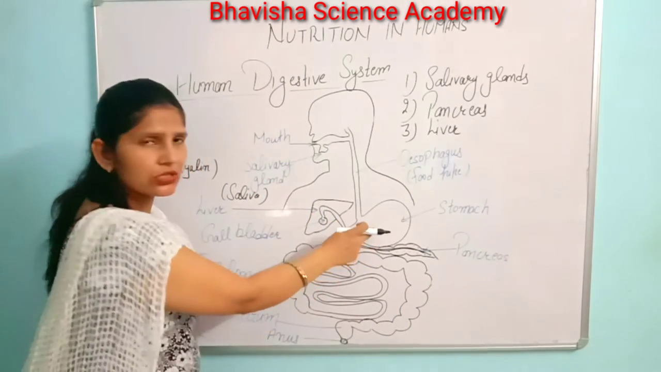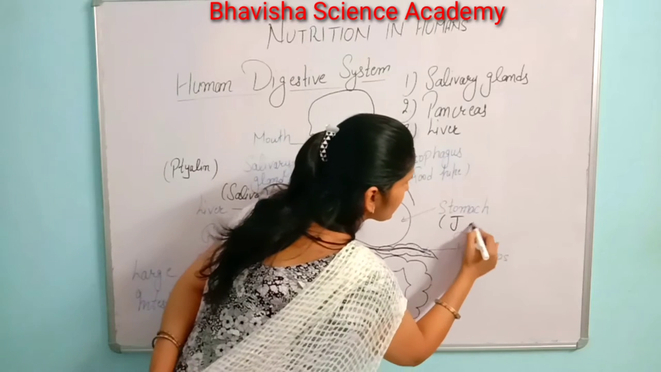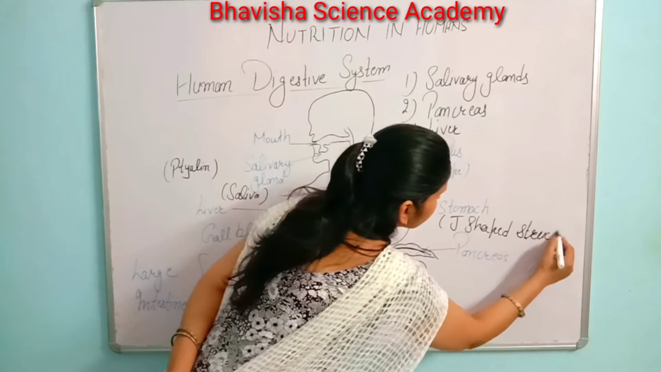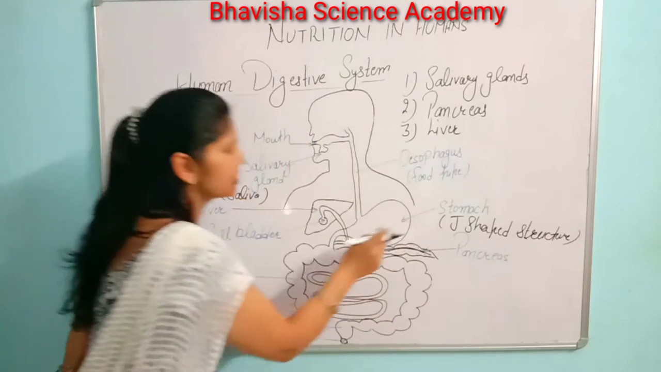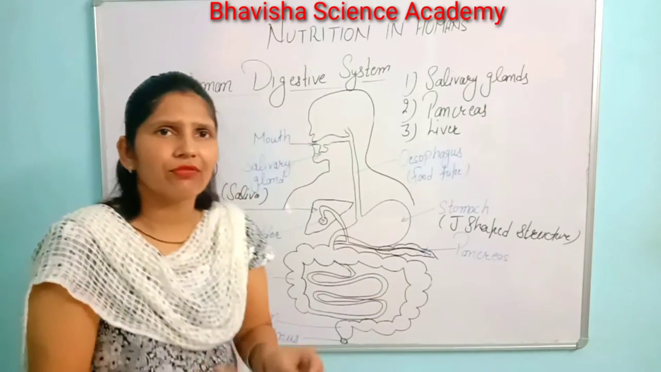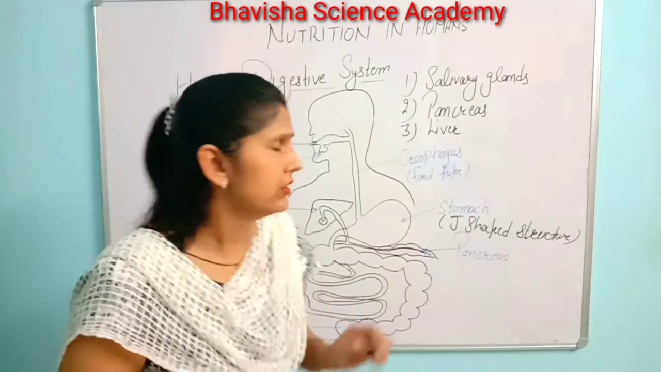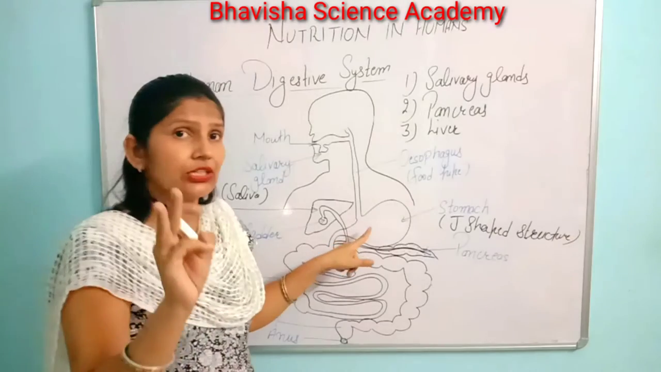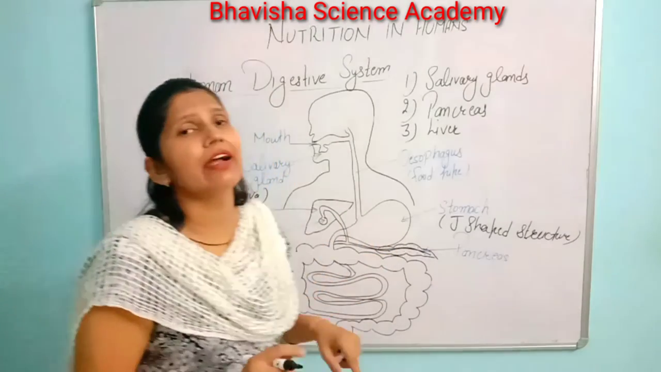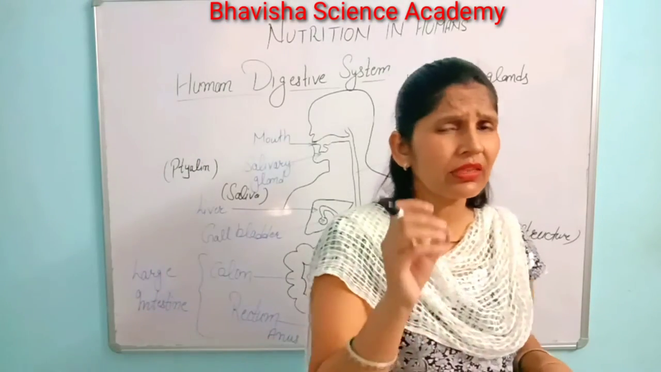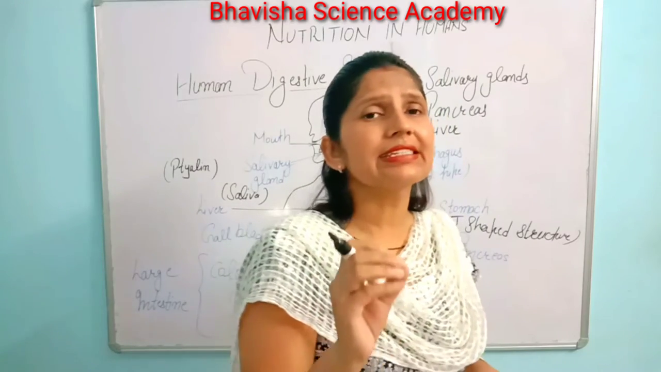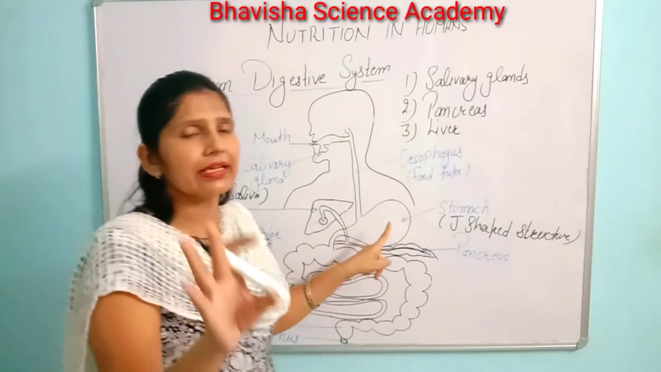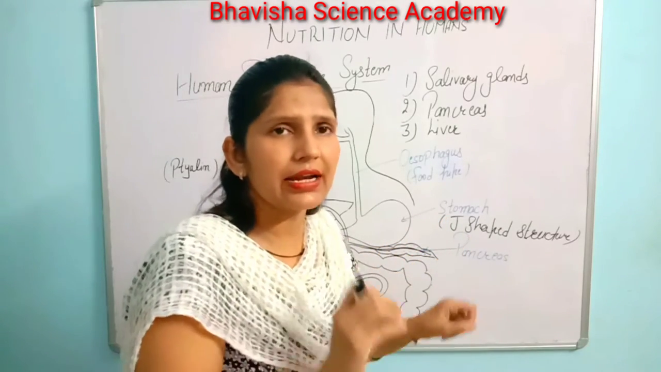Food passes into the stomach. The stomach is a J-shaped structure, in which food stays for about 3 to 5 hours. There, digestive juices are secreted. In the digestive juice, three substances are involved.